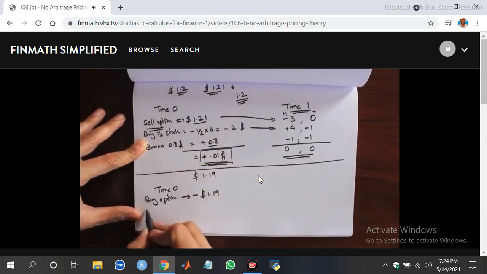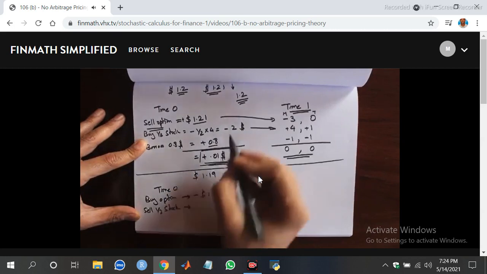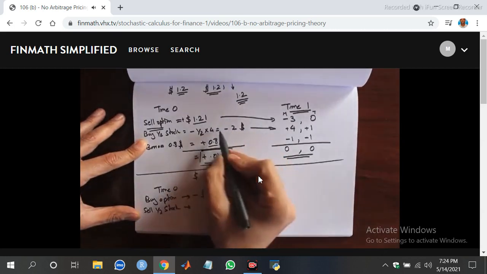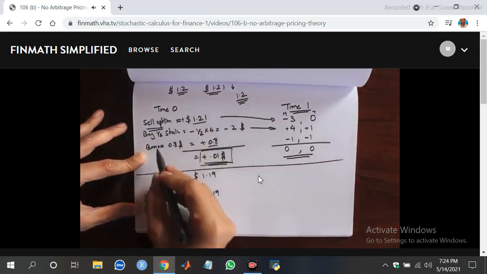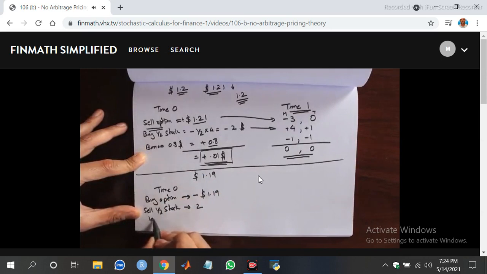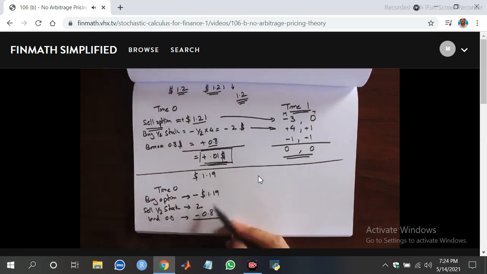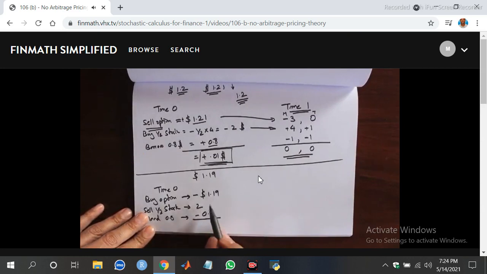Instead of buying half the stock, we'll sell half stock. If we sell half stock, this cash flow will become positive. So instead of paying $2, we'll get $2 today. And instead of borrowing, we lend 0.8. So instead of getting a positive 0.8, we get a minus 0.8. Okay, so this is 2 and this will be 1.99. So this will give us a positive cash flow again of $0.01.